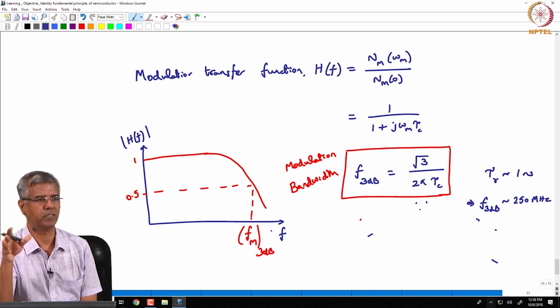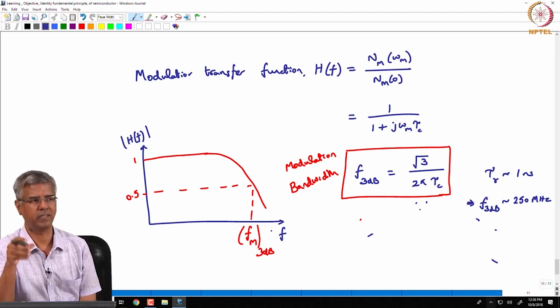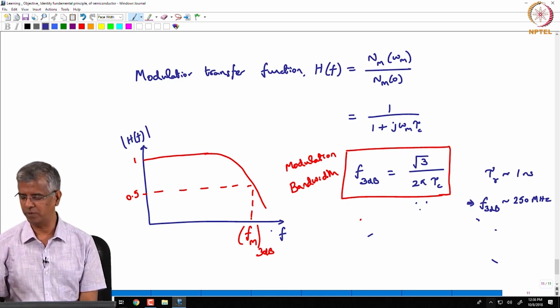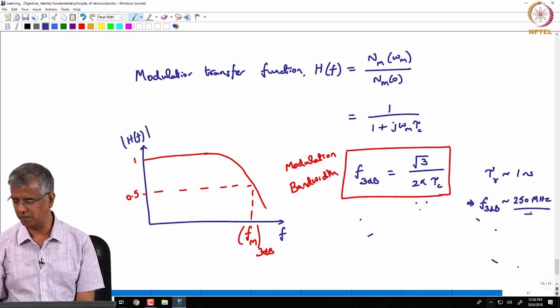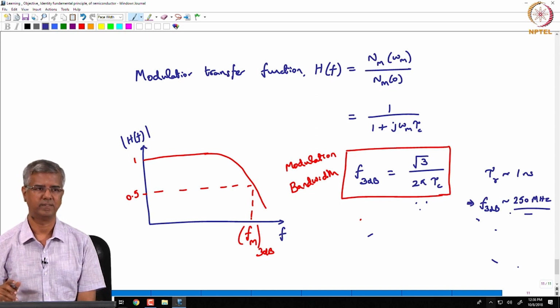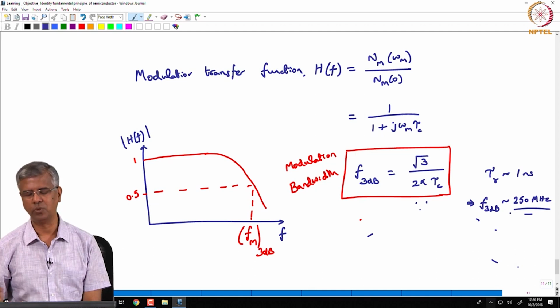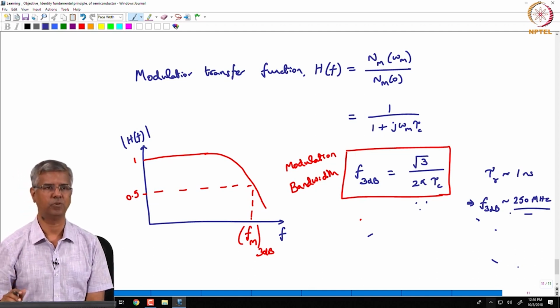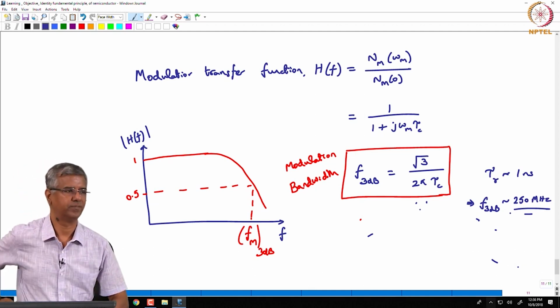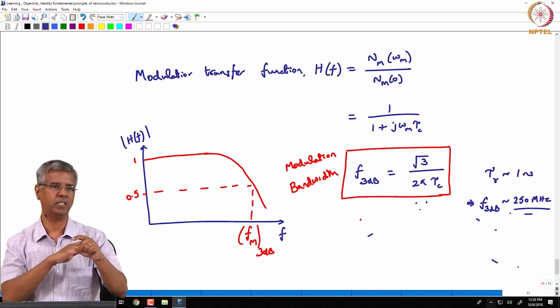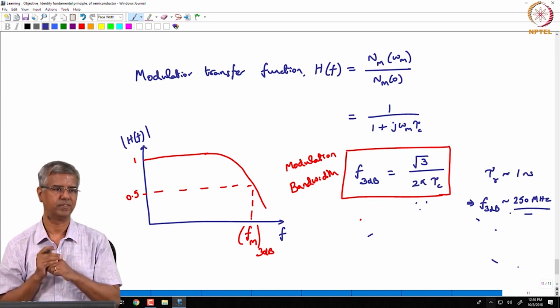You can just beat with a 60 gigahertz local oscillator, and you can extract that modulated component, and that is how they are planning to do communication. So, when we say that the 3 dB bandwidth is 250 megahertz, that just says that at 250 megahertz the modulation transfer function is 50%. So, only 50% of my light is actually modulated, the rest of it is a DC level, okay.